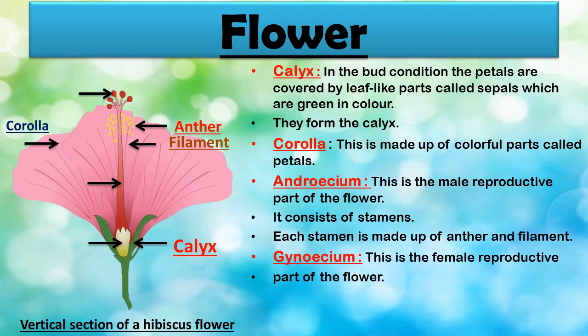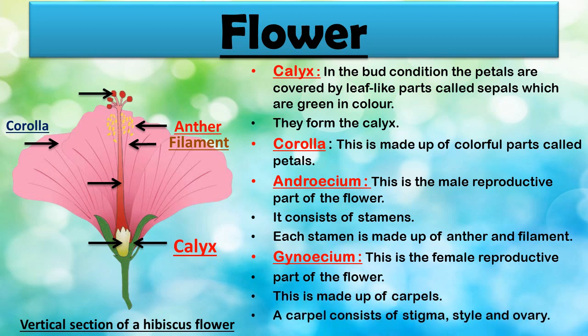So as androecium is the male reproductive part, gynoecium is the female reproductive part of a flower, and this is made up of carpels, and a carpel consists of a stigma. So sorry, this is the ovary, which is present at the base of a flower. This is the swollen or bulging part of a flower. This is called the ovary. And next is a hollow style, and at the apex it has a stigma.